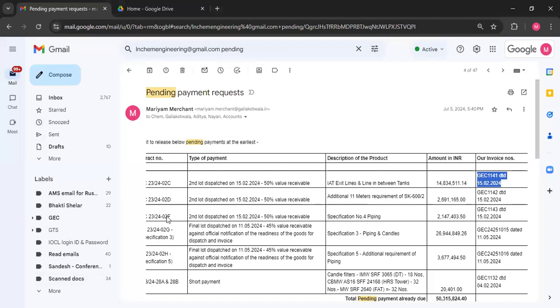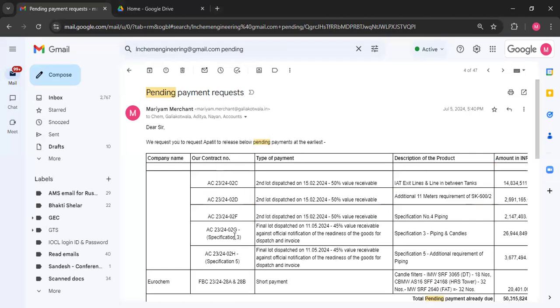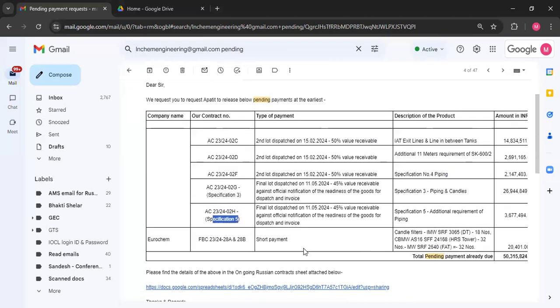Okay. I've given you an example over here about these three contracts. There is another one for which I've specified the contract and anything in detail related to that contract. For example, if I'm taking 0 to G, it also gives a specification, like specification 3; for 0 to H, specification 5. Okay. And in depth, at the bottom, I mention the total amount receivable.